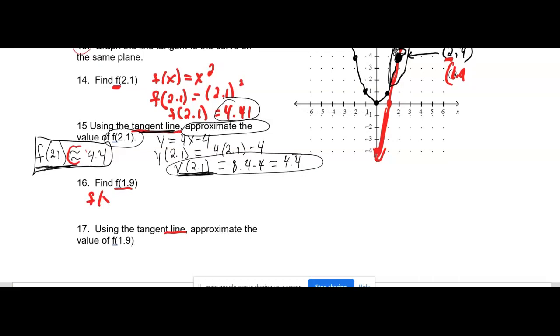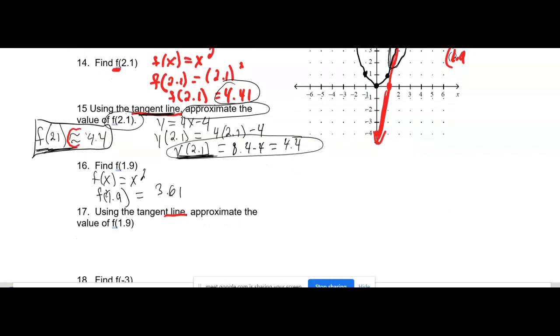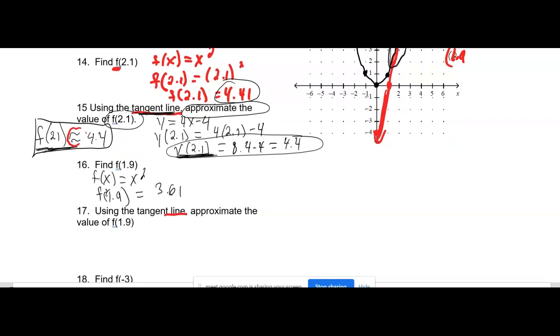So let me make this smaller. So our function was x squared. This I do need help on. I don't know what 1.9 squared is off the top of my head. What's 1.9 squared? Anybody got that? 3.61. All right, thank you. So that's our actual value at 1.9. If we now use our line value, should be very, very similar.